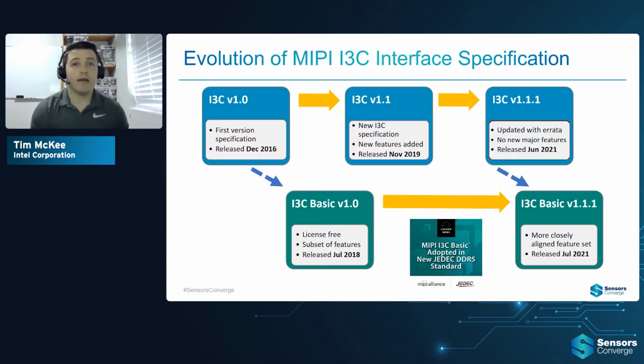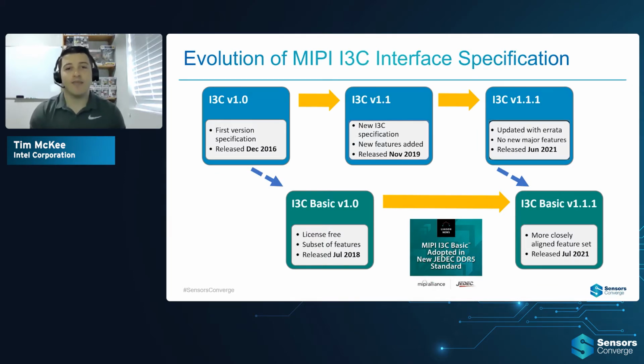So just to kind of get people up to speed on where I3C has been and where we are now. Back in 2016, we released the I3C version 1.0 specification. From there, there was a lot of demand for a license-free version, so we created I3C Basic version 1.0 in 2018. This created a subset of features, but was offered duty-free, license-free. Then back in 2019, we created an updated version of I3C, added some new features, and we were planning to do a Basic 1.1 as well, but due to complications, pandemic, all sorts of different things, it got delayed.